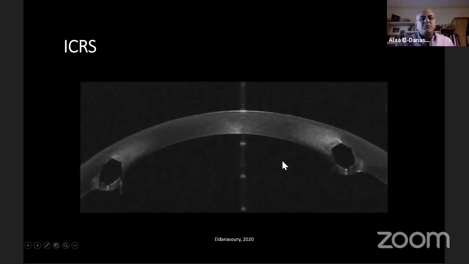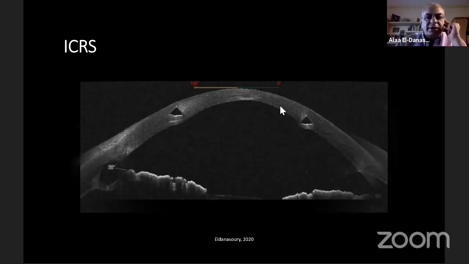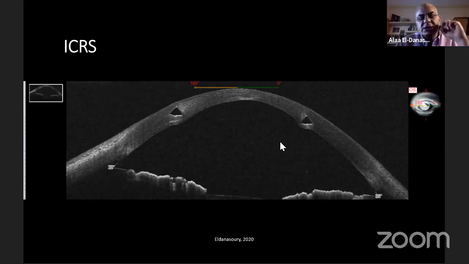Now let's move to the intracorneal ring segments. I started doing ring segments in the late 90s, 1998, 99, with Joseph Colin, our dear friend, the late Joseph Colin, when he introduced the Intacs for keratoconus. I'm not very fond of intracorneal ring segments, but they are useful in very specific cases. And if you are doing intracorneal ring segments, you need to have an anterior segment OCT to assess your cases post-operatively.